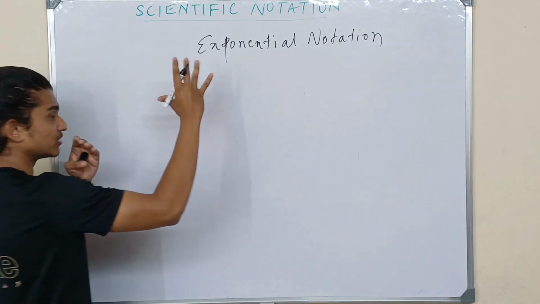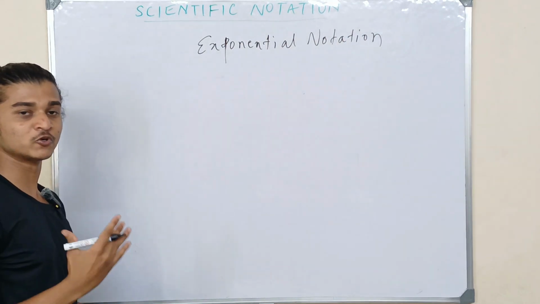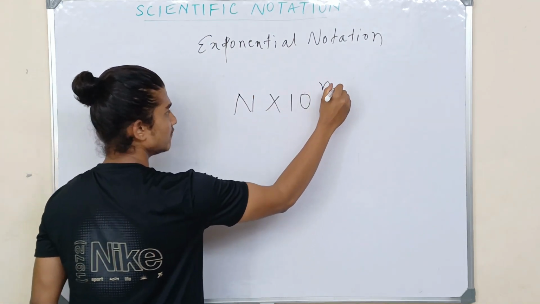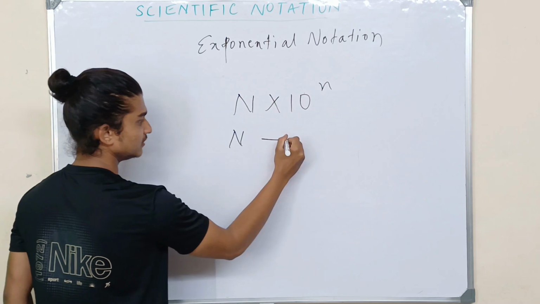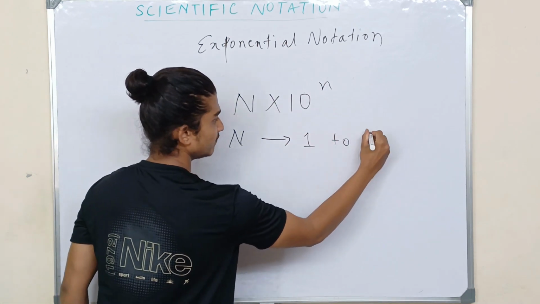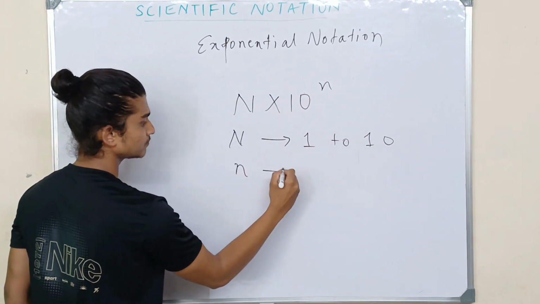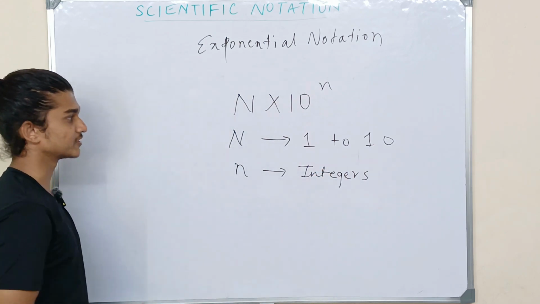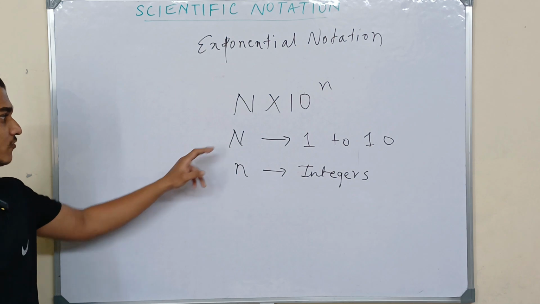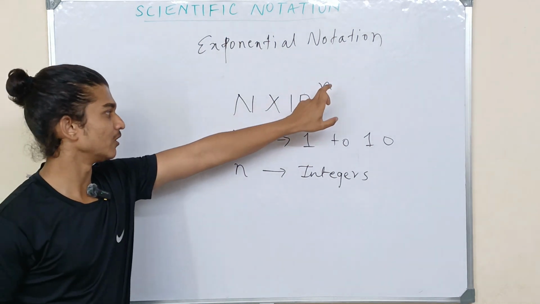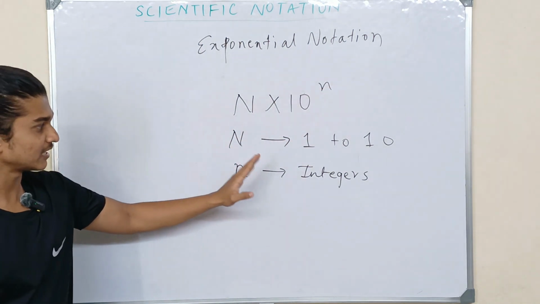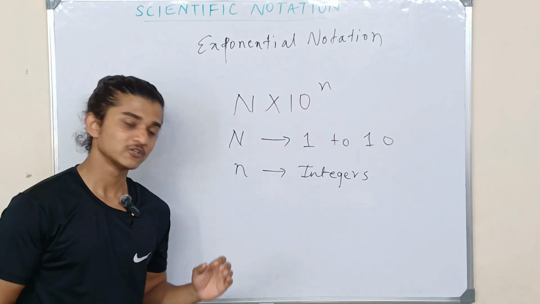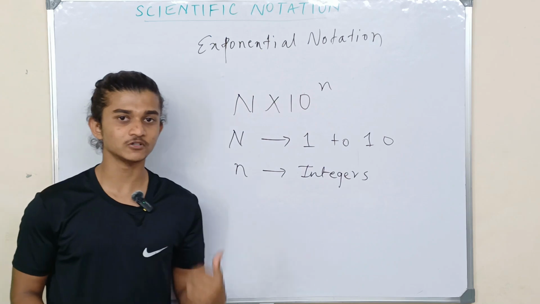So exponential notation or scientific notation is a way of expressing numbers in the form of N into 10 to the power small n, where capital N is a number between 1 and 10, whereas small n is an integer. So this is the definition of scientific notation. Numbers which can be expressed in the form of capital N into 10 to the power small n, where capital N lies between 1 and 10, whereas small n belongs to the integers. So let's do some examples to know how the system works.